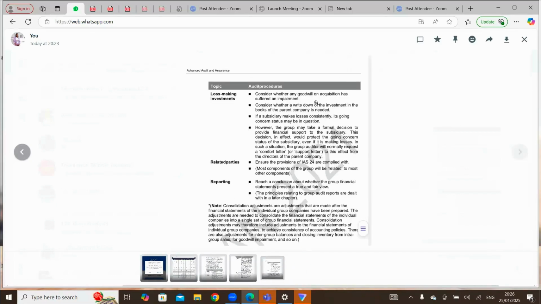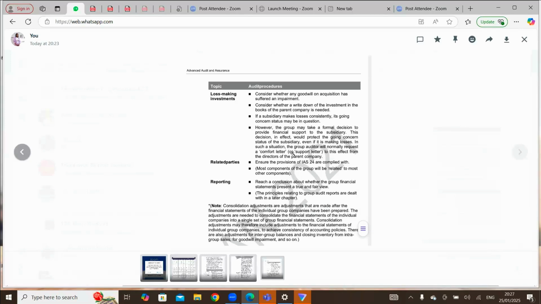Then, if they are loss-making entities, he has to consider whether any goodwill on acquisition has suffered an impairment, right? If an entity has started to make a loss, okay, then he has to write down the value of the investment in the parent company. We understand that this subsidiary is making a loss continuously. Are we saying that their going concern has now been threatened, such that we can inform the group and they will take a formal decision where they will now be considering the use of a comfort letter? Exactly. That is what I was looking for in the material, where exactly is this thing at the beginning of the class?